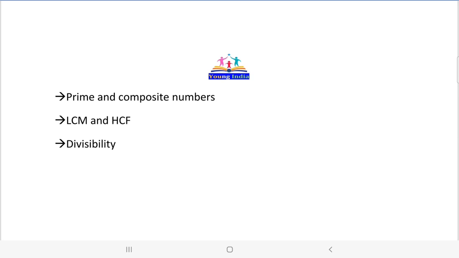So in this class, we are going to discuss prime and composite numbers, LCM and HCF, and divisibility rules for the digits.